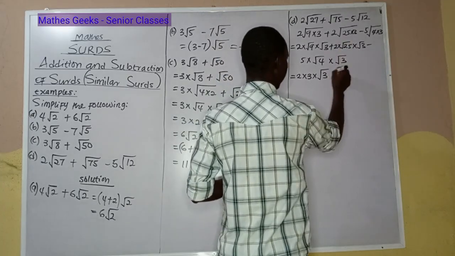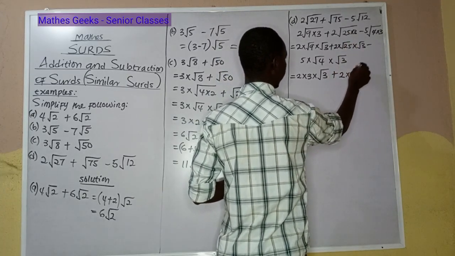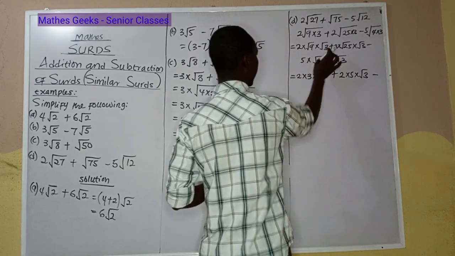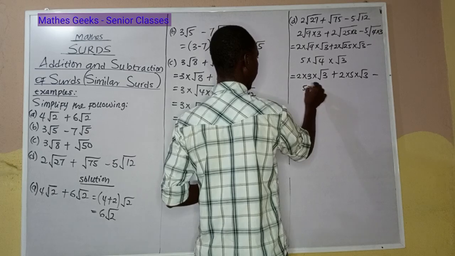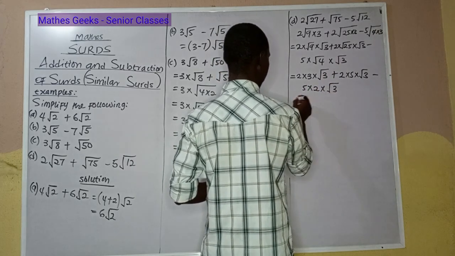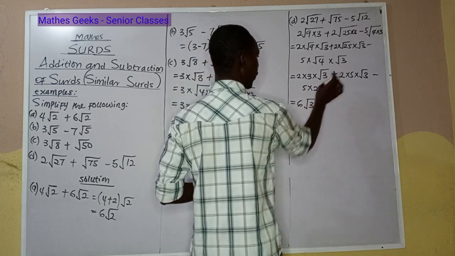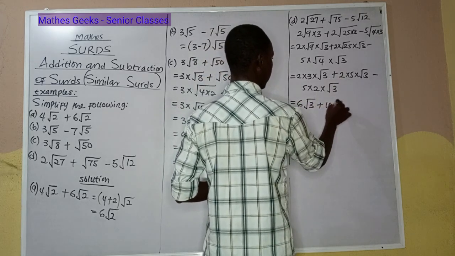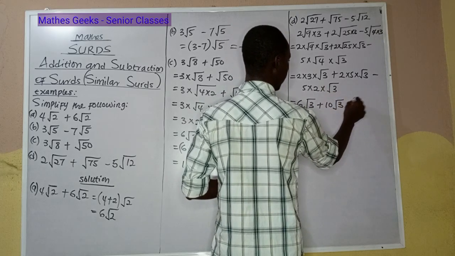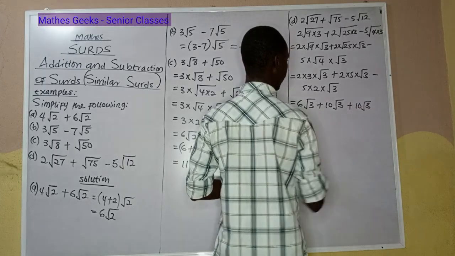And then let's move to this point. Root 25 is 5, so 2 times 5 times root 3, then minus root 4, which is 2, so that gives 5 times 2 times root 3. Let's go on. 2 times 3 is 6 root 3. 2 times 5 is 10 root 3. And 5 times 2 is also 10 root 3.